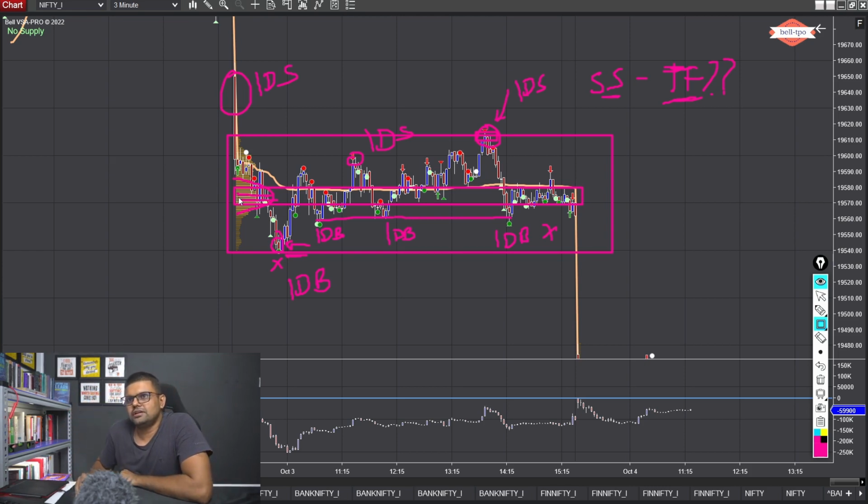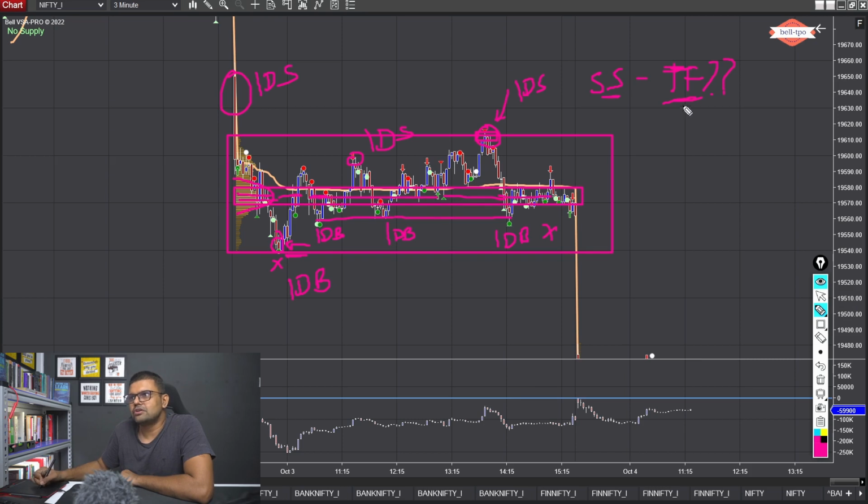Now in this zone, something interesting is happening. It is not a good place to sell or buy. If you sell here, stop loss is gone. If you buy here, stop loss is gone. There is no follow through, nothing. This is a nothing kind of an area. But most of the trading is happening here.